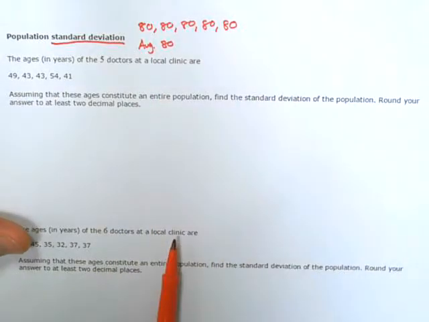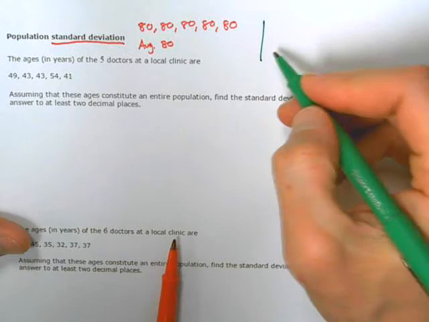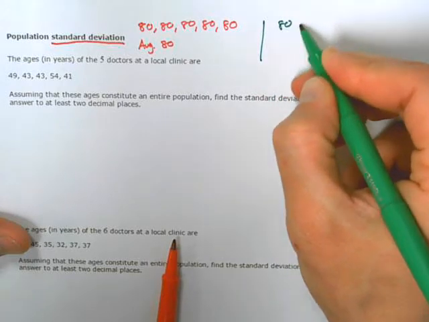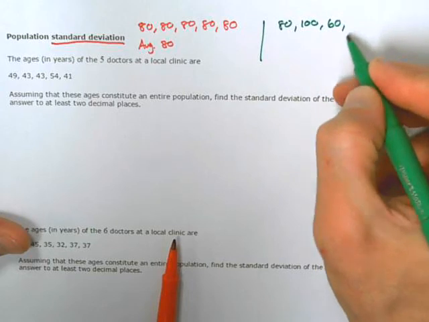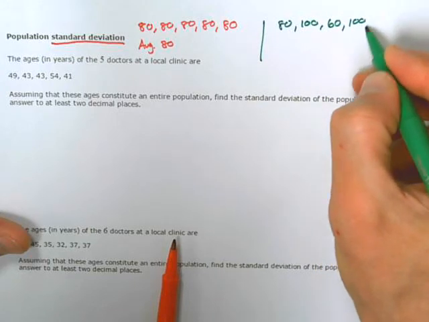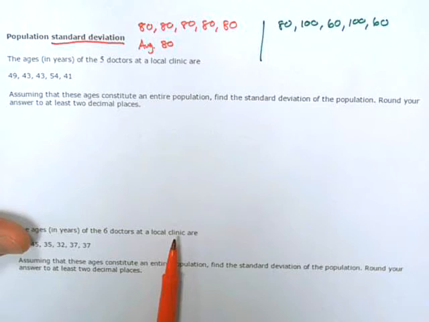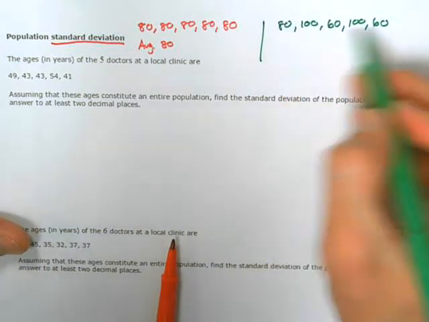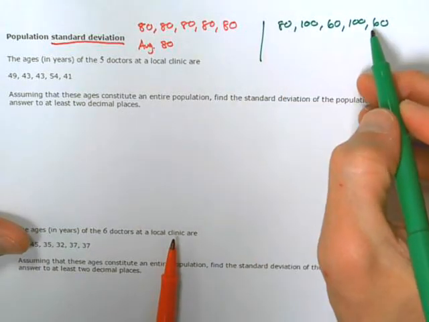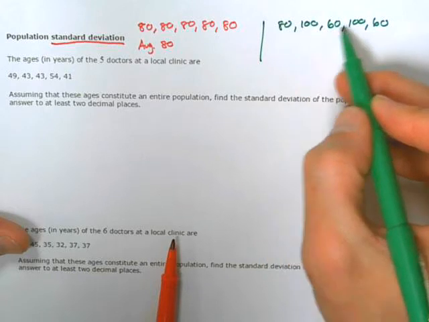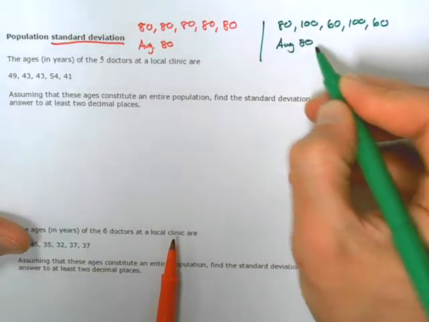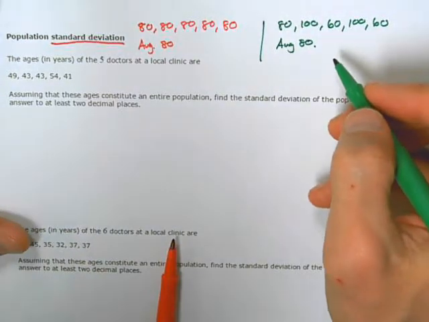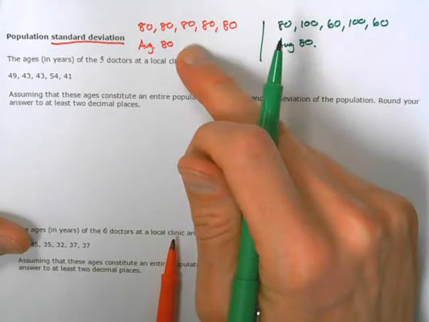Then you have another set of kids that take the test and one kid gets an 80, another gets 100, another kid gets a 60, another kid gets 100, and another kid gets a 60. Now we could calculate this. If you add all those up and you divide by the number of kids, which is 5, the average is still 80.